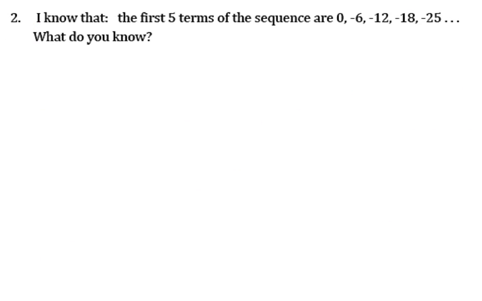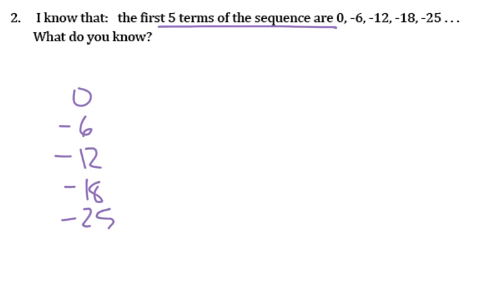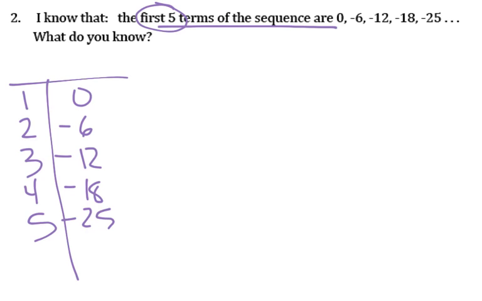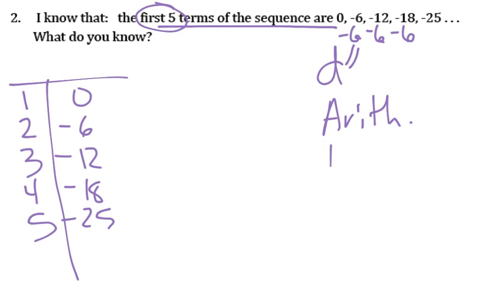Alright, number 2. We know that the first 5 terms of a sequence are 0, -6, -12, -18, -25. Now it says the first 5, so that means if I make a table, that 0 is actually 1, 2, 3, 4, 5. So we're subtracting 6 each time, right? So my constant difference is 6, that's one thing. Makes it arithmetic, that's another thing. I can graph that.